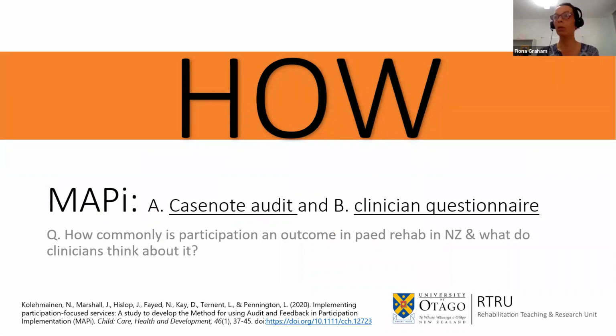And how did we do it? Well, we used a clinical audit tool specifically designed for looking at participation in the rehabilitation context, and actually specifically for paediatric rehabilitation, developed by Colin and colleagues in the UK, but it could be used beyond paediatrics. I had the pleasure of seeing this presented at a conference in the UK several years ago, and their findings were that the extent that clinicians were focusing on participation outcomes was quite low.